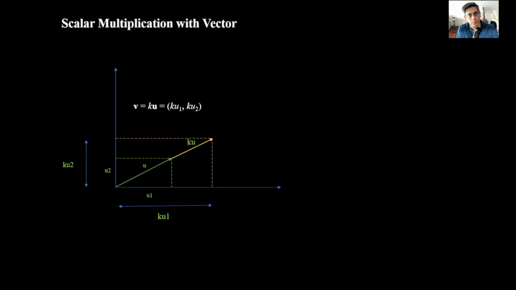Now we are talking about how do you multiply a vector with a scalar number. When you do that, the vector gets scaled by that amount, and following the component rule, scaling each individual component by k will effectively scale the entire vector.